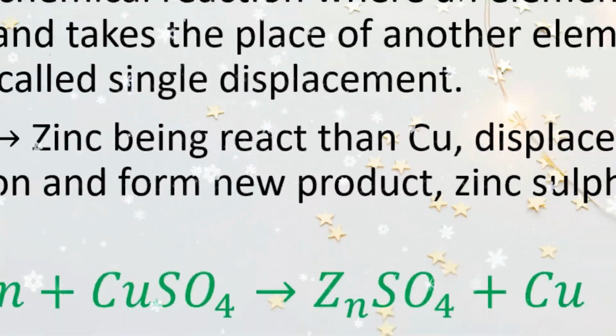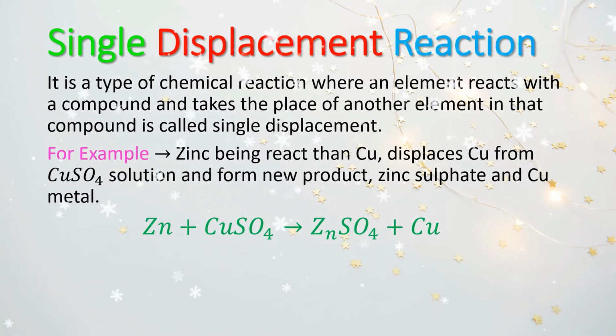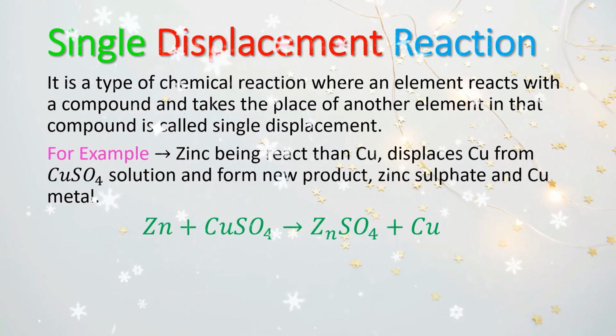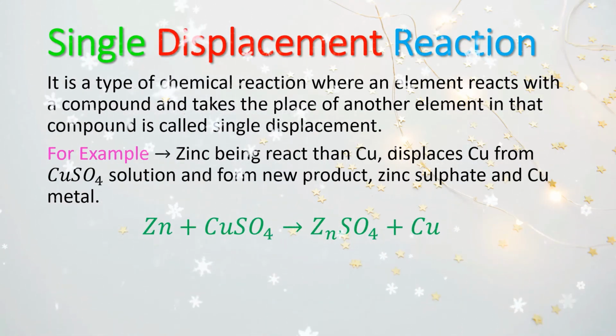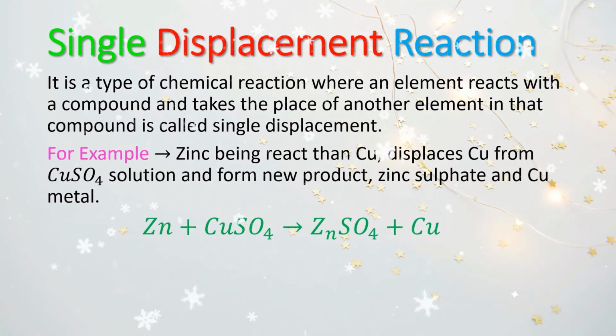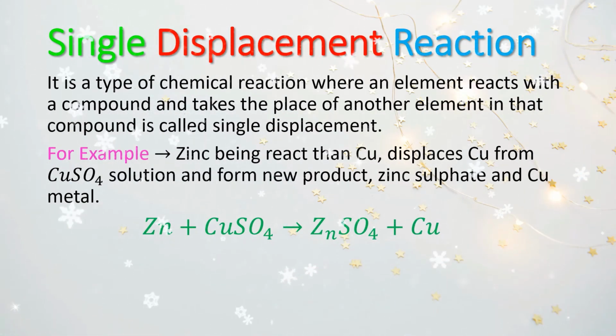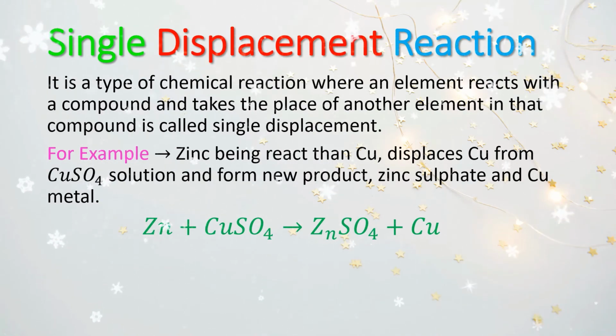Single displacement reaction. It is a type of chemical reaction where an element reacts with a compound and takes the place of another element in that compound. For example, zinc, being more reactive, displaces copper from copper sulfate solution and forms new products, zinc sulfate and copper metal.